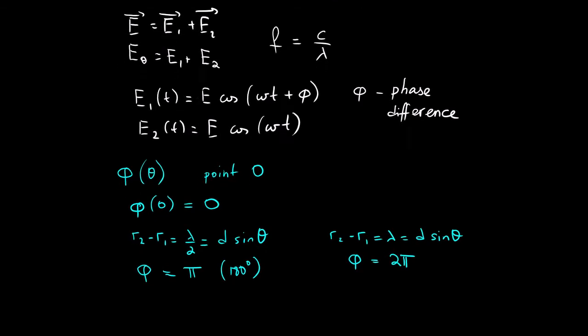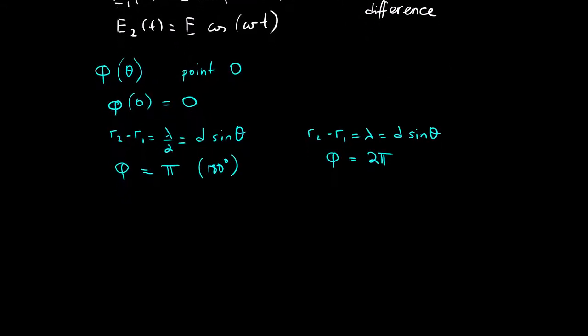So if we want to write this in general, I would say phi over pi equals d sine theta over lambda. Oops, I made a tiny mistake here. It should be 2 pi, not pi. So I used these two expressions to come up with this relationship.